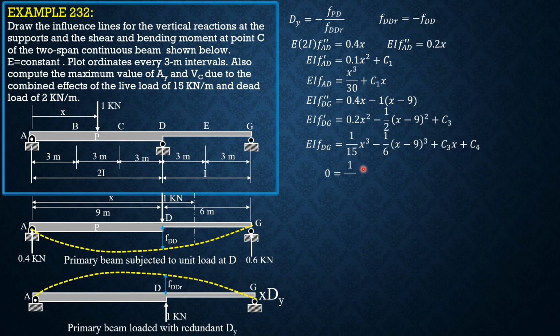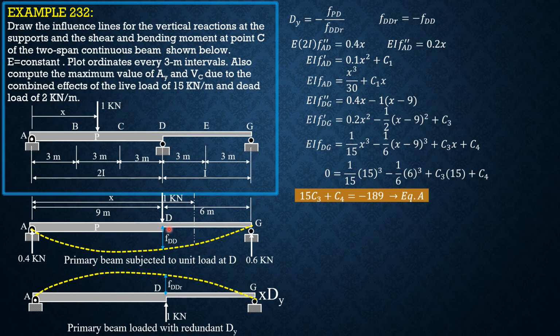So 0 equals 1 over 15 of 15 cubed minus 1 over 6 of 15 minus 9 cubed plus c sub 3 times 15 plus c sub 4. Simplifying this equation, 15 c sub 3 plus c sub 4 equals 6 squared minus 15 squared. So 15 c sub 3 plus c sub 4 equals negative 189. Call that equation A.